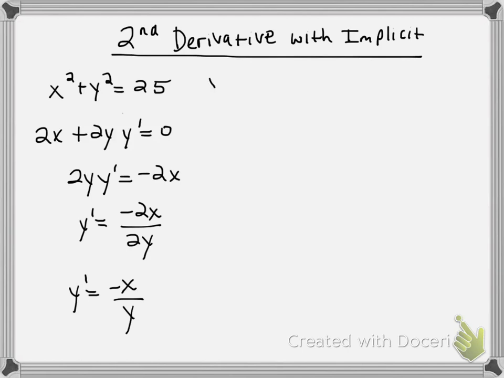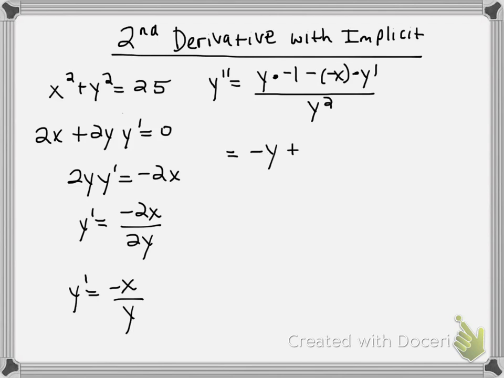Now we're going to take the second derivative of that, right? So y double prime is equal to, now when we take the derivative of negative x over y, we have to use our quotient rule. So I'm going to go low function times the derivative of my top function, so y times negative 1, minus my top function times the derivative of my bottom function. Now the derivative of y is y prime. And we're going to divide that by our bottom function squared. All right, I'm going to do some multiplying out here. So I get negative y plus x times y prime, all over y squared.